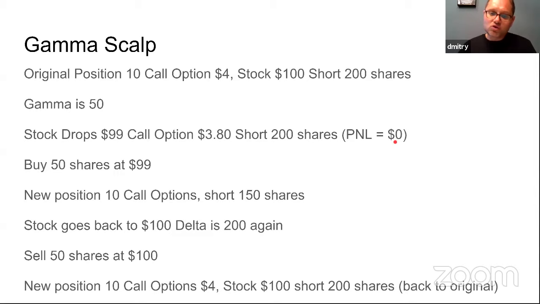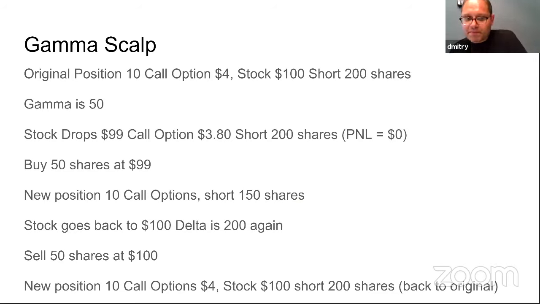What do we do here? We re-hedge our delta. Remember, our delta went from 200 to 150. We only need 150 shares, not 200. So we buy back 50 shares at 99 bucks, right? We sold these at 100. We're buying back 50 shares at 99 bucks. So what's our new position? Our new position is 10 call options, short 150 shares. That's our new position.